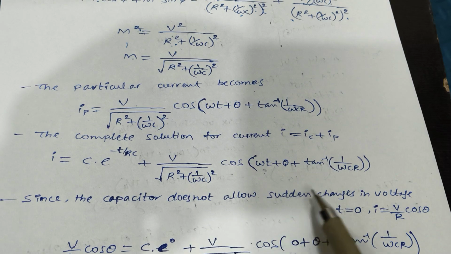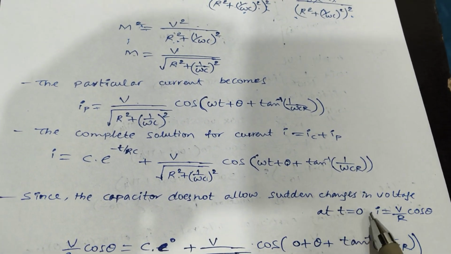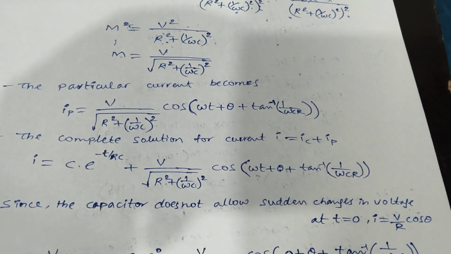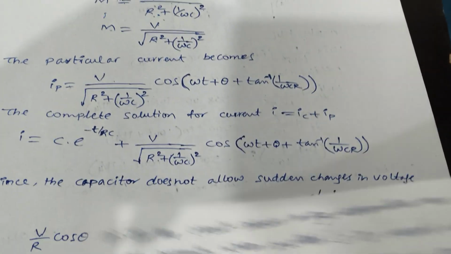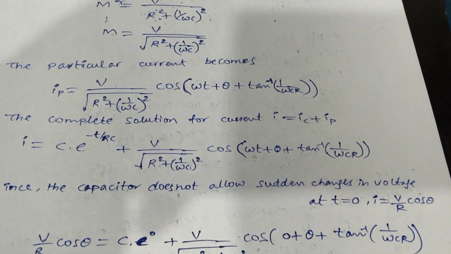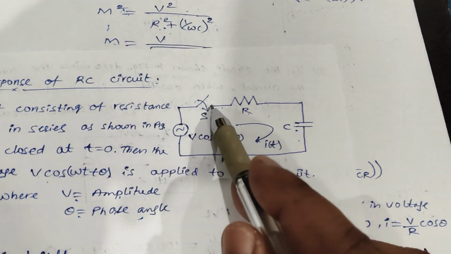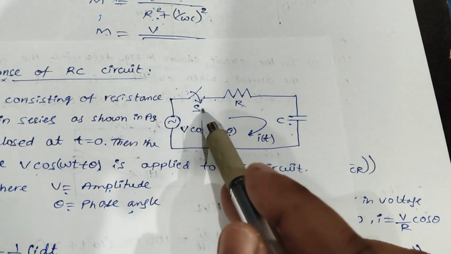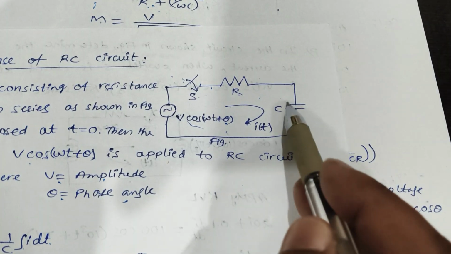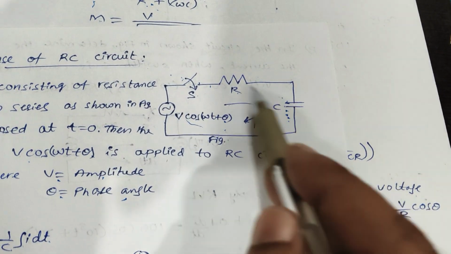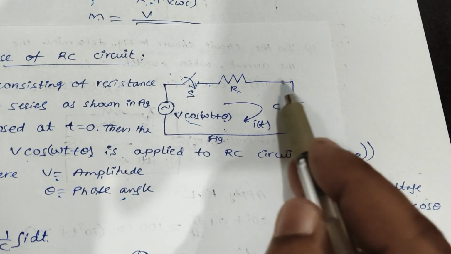Since the capacitor does not allow sudden changes in voltage, what is the capacitor property? It does not allow the sudden change in voltage. At t is equal to 0, whatever the voltage is there, the same voltage will be there. At t is equal to 0 minus, when the switch is open, the current flowing through this loop is 0 because this is open circuit. What is the voltage across this capacitance? It is also open circuit.